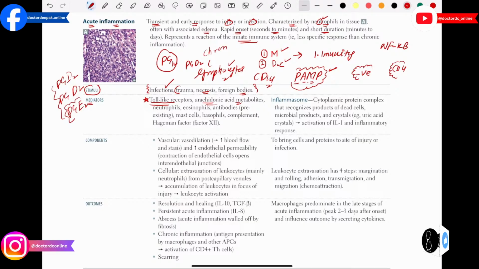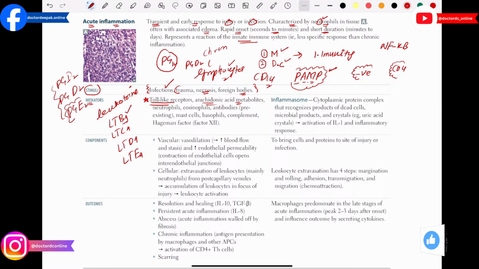Then we also have to understand the function of lipoxygenase. Lipoxygenase is going to produce the leukotrienes. What are examples of leukotrienes? We have leukotriene B4, then leukotriene C4, leukotriene D4, and leukotriene E4. These are the examples of leukotrienes. What is the function of leukotriene B4? Basically, it attracts and activates neutrophils.